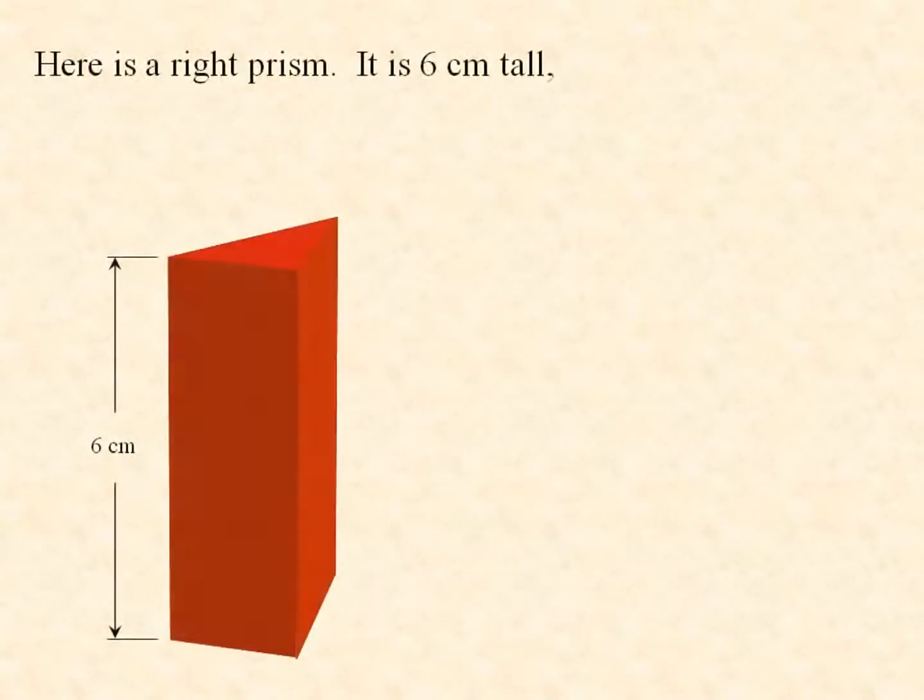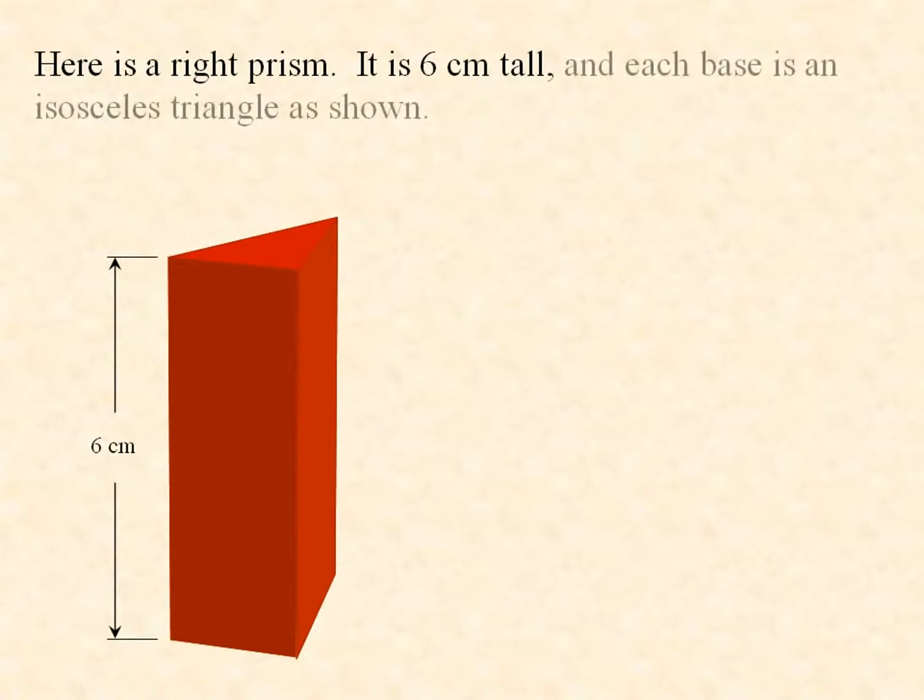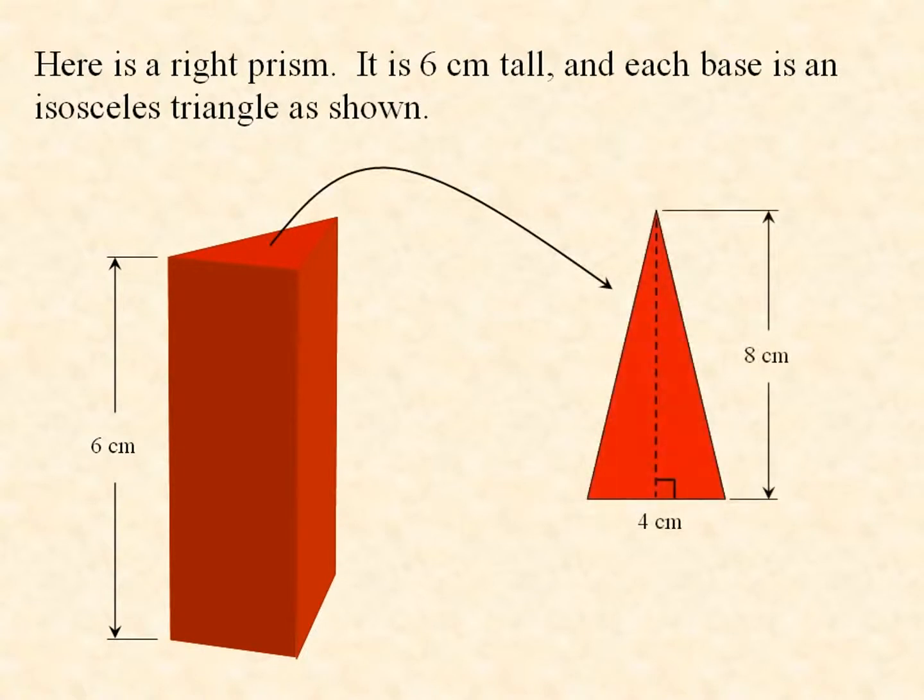Here is a right prism. It is 6 centimeters tall, and each base is an isosceles triangle as shown. The area of the base is 4 centimeters times 8 centimeters divided by 2, which is 16 square centimeters.